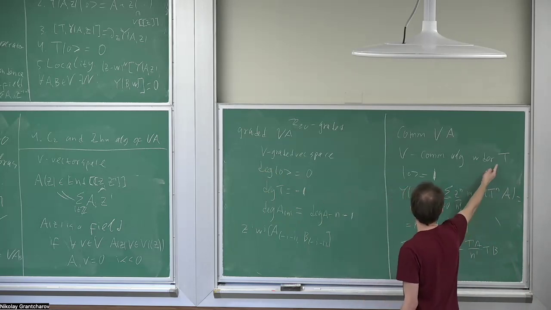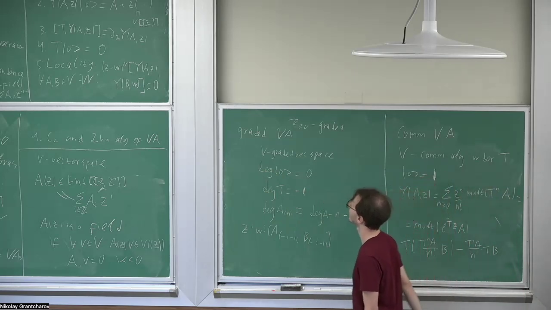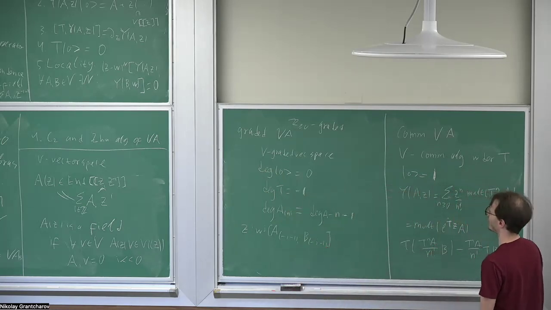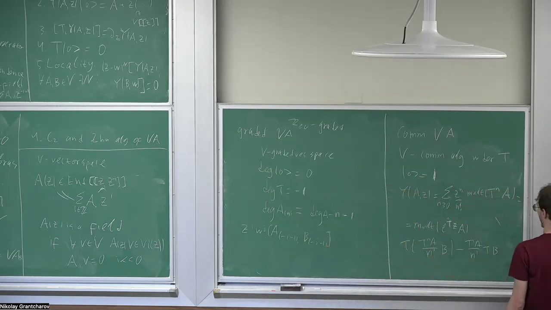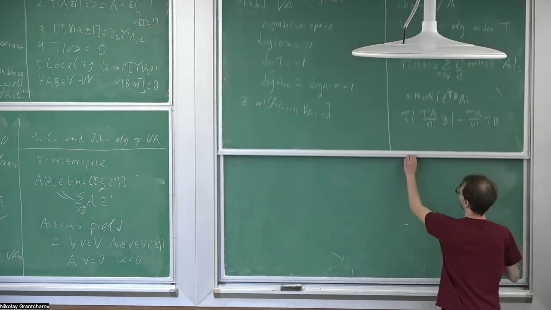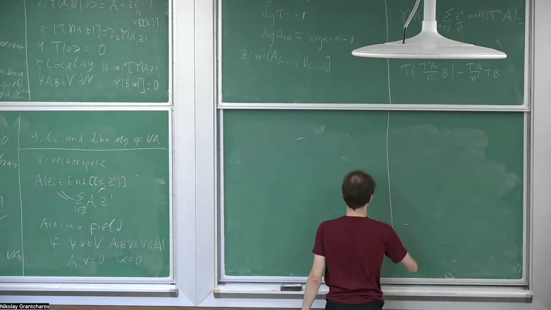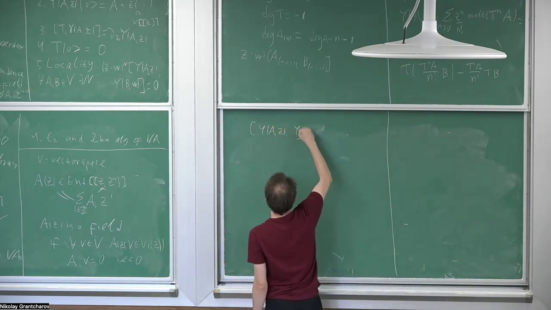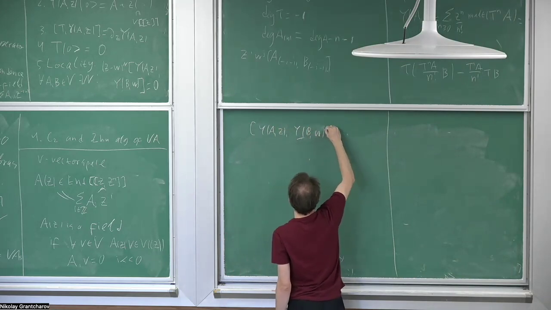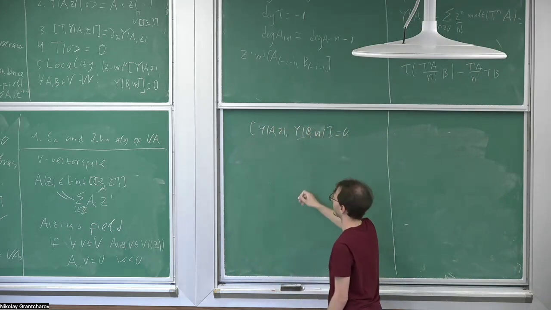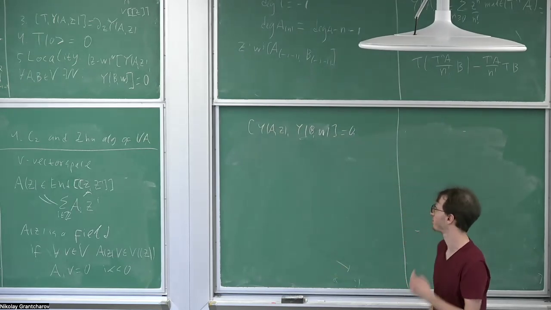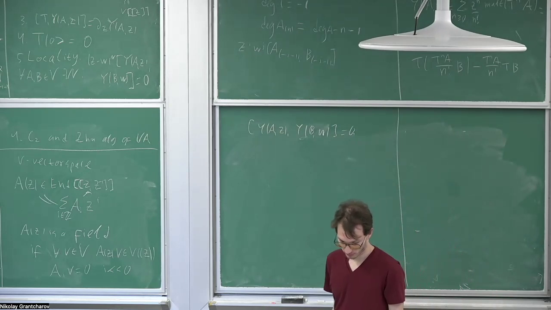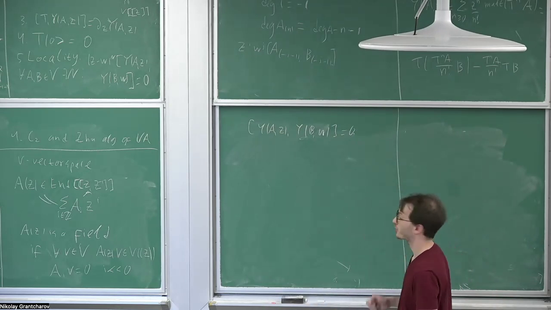I've just said that T applied to 1 is 0, and locality is immediate because everything commutes here, so I can take n equals 0. So I just have the commutator, and it's 0. No multiplication. Everything just commutes. Yeah, so this is an example of a vertex algebra.